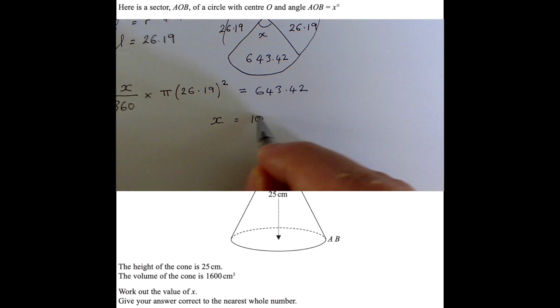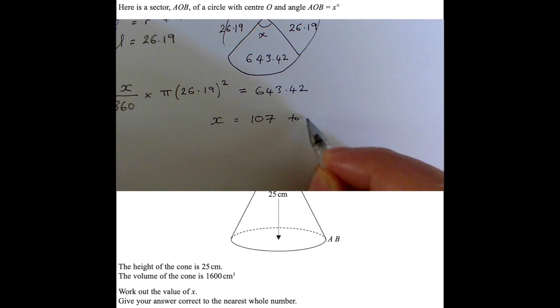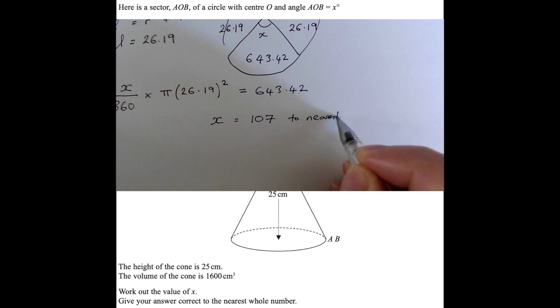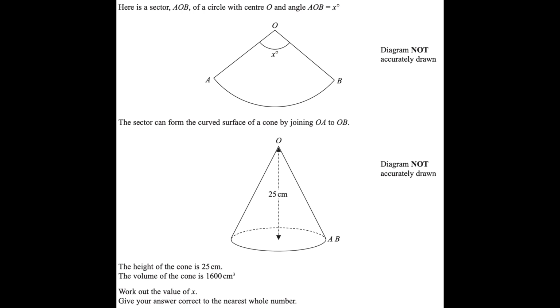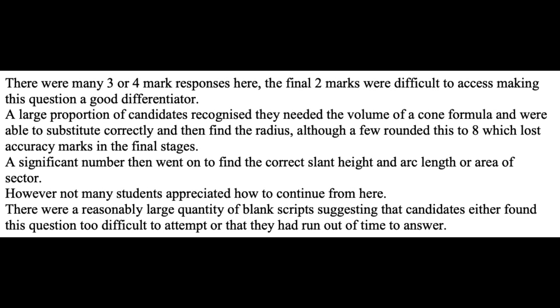Good. So now I've got that. I reckon it's 107 to the nearest whole number, so I have answered their question, and I think that will do. Now let's look at the marks and see how we did. Oh yeah, of course, the examiner's report first. Do pause these; they're very worthwhile reading.